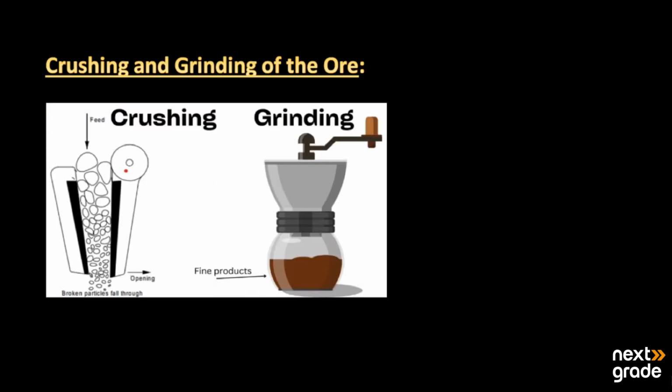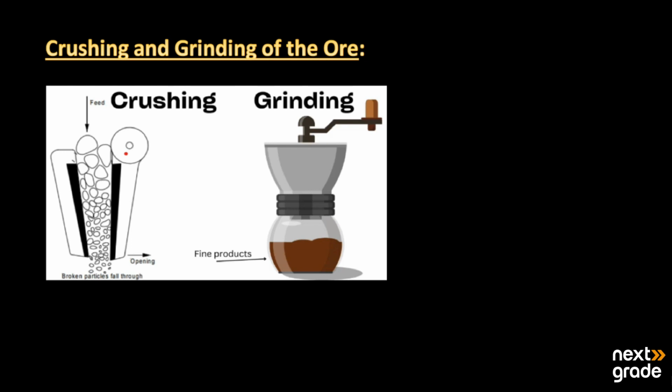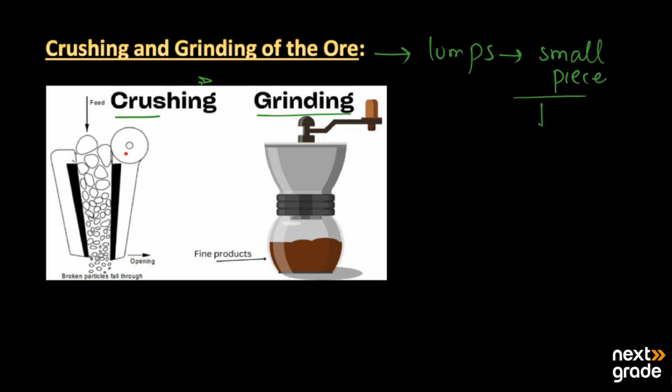The first method is crushing and grinding of the ore. Before the concentration of the ore, we have to do the crushing and then the grinding of the ore. This is done to convert the huge lumps of ore that are present into small pieces by crushing, and then these small pieces are ground and converted into powder form. All that happens by the use of different types of crushers and grinders, as this is a physical method.